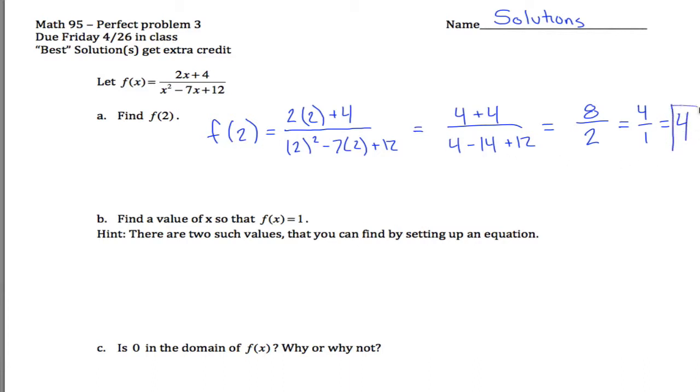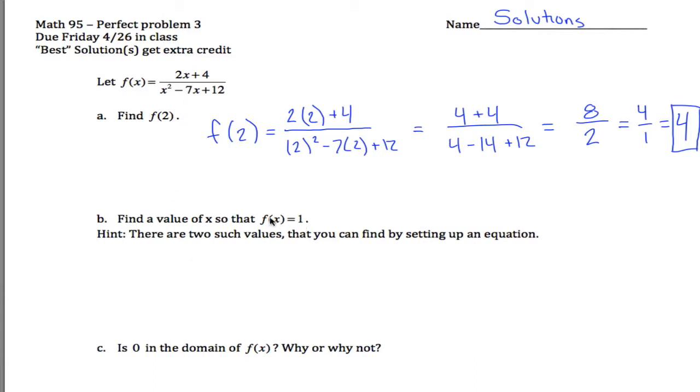Put a box around that, maybe. Sure. All right, so that's part A. Part B, find a value of x so that f of x equals 1. So you only need to find one of them, but there are two answers. And the way you find them is you can set up an equation.